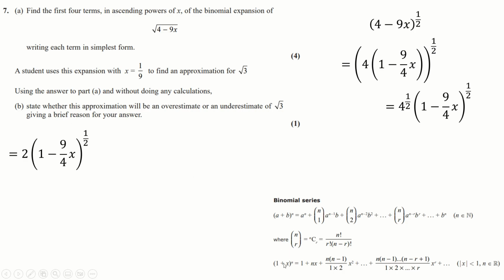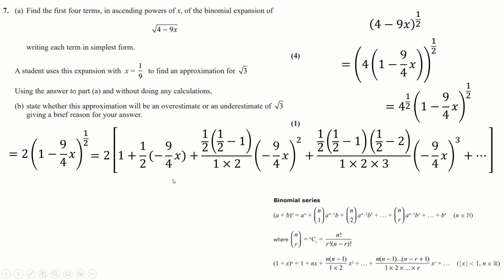So all I have to say here is I'm going to do exactly this, where n is a half, and where x is actually minus 9 over 4x. So we get, the 2 is just this 2 here. Starts with a 1, n is a half, so that's that half there. x is minus 9 over 4x, so that's that there. And the next one is a half times a half minus 1 over 1 times 2, and then minus 9 over 4x all squared. The next one is going to be a half times a half minus 1 times a half minus 2 over 1 times 2 times 3, and then this cubed, and then we'll keep going from there.